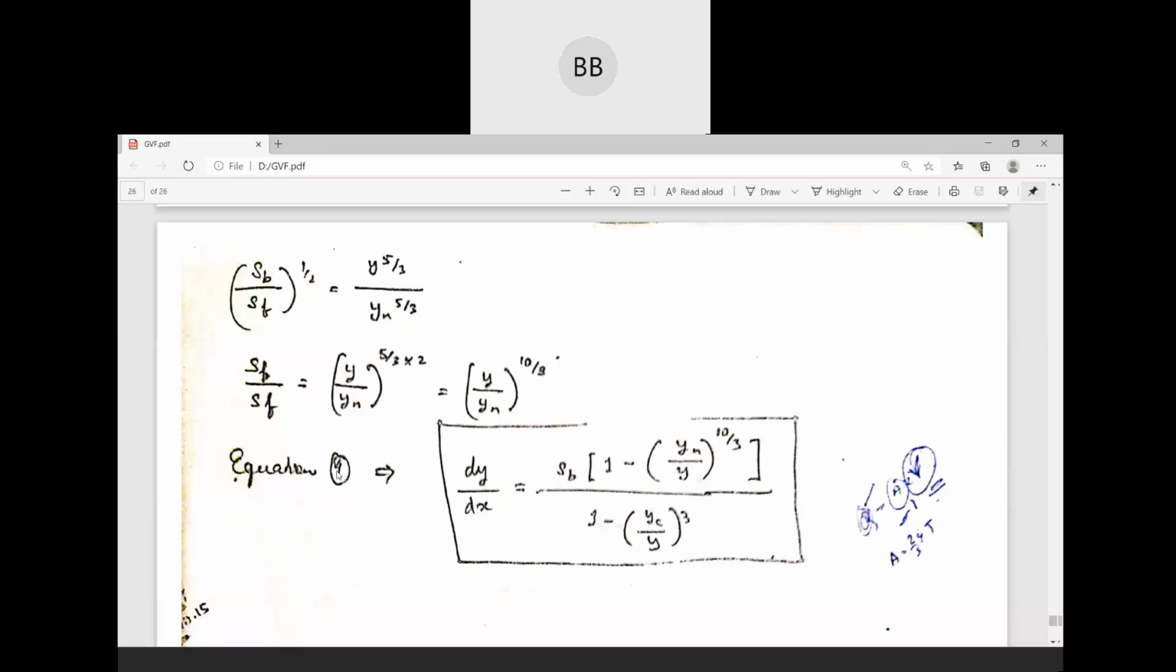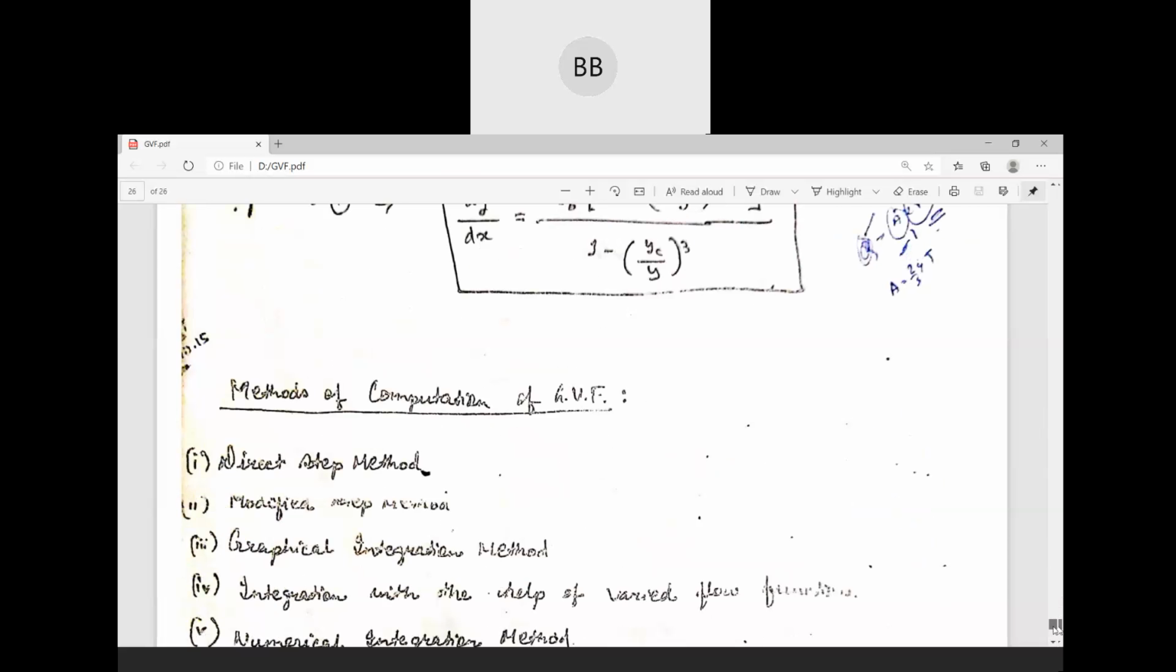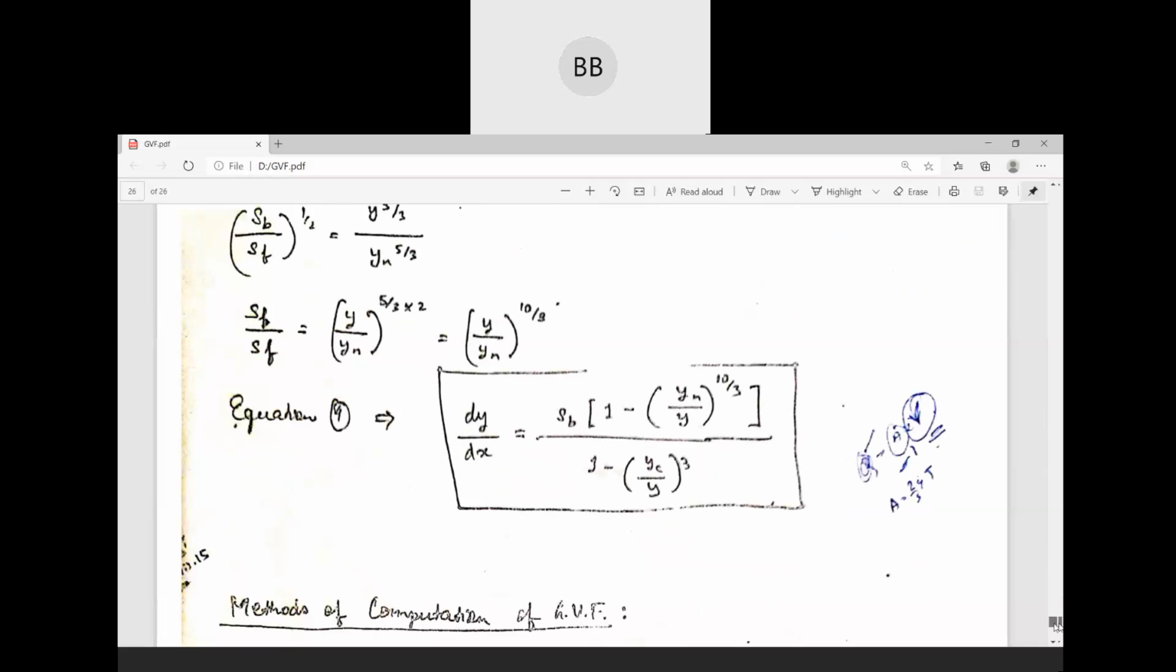So for a wide rectangular channel, if I ask you to find the change in depth with respect to distance, that is dy by dx, you can directly use this expression. Similarly, you can derive an expression for other shapes also, like trapezoidal or triangular, or any kind of shape. We can simplify the equation, and simply by providing the depth and bed slope, we can directly find dy by dx. So we'll solve a few numericals related to gradually varied flow.